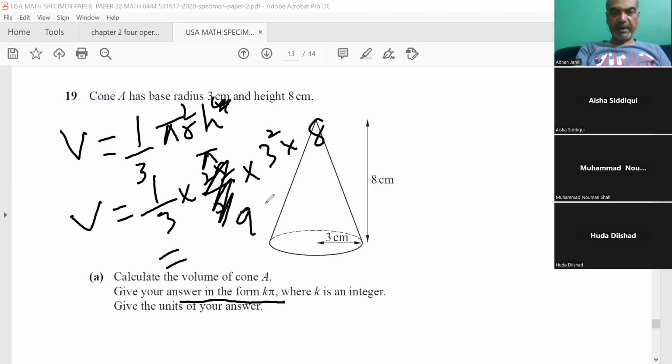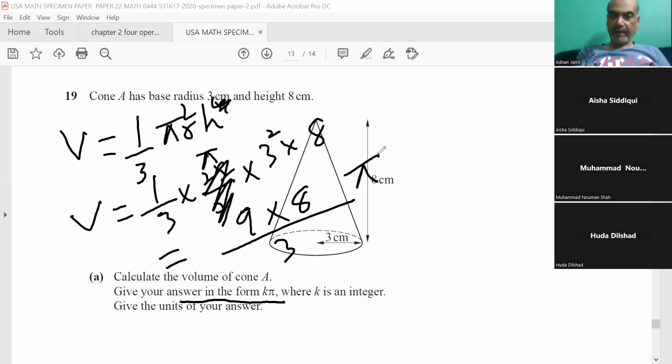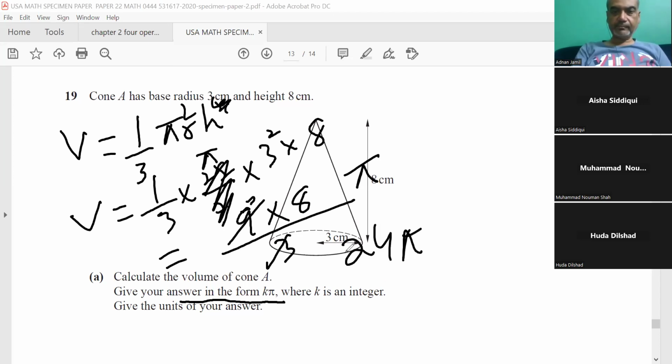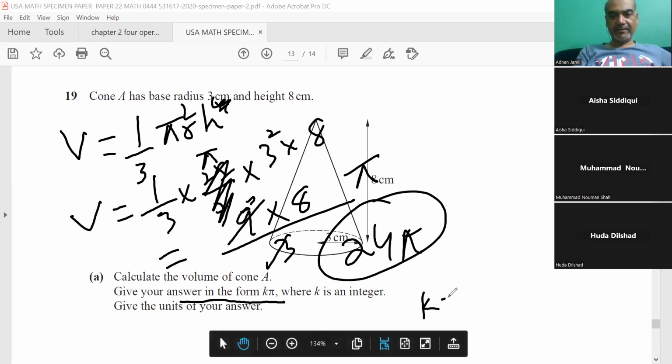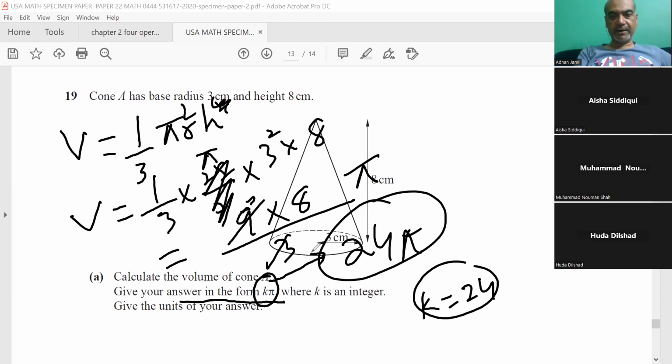So 3 square means 9 into 8 upon 3. And there is a pi value attached with it. 3 3s are 9, 24 pi. What is the value of k? Yes, the k value is actually, in this case, 24. See? So we have given the answer in the form of k pi.